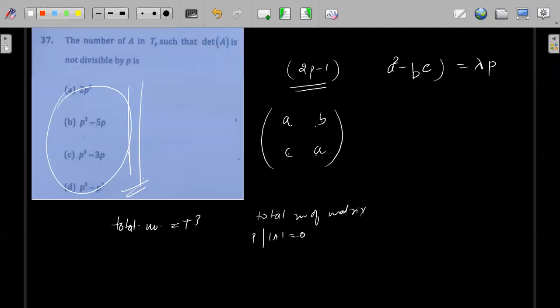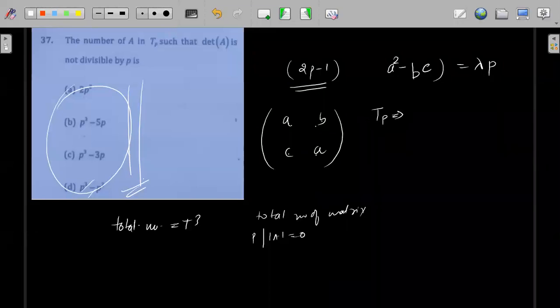Okay, so let's see. In the previous case, we have already found that the answer is this. I think the answer is D. So in the previous case, we have already found the total number of matrices in TP whose trace is divisible by P was P minus 1 whole square, right?